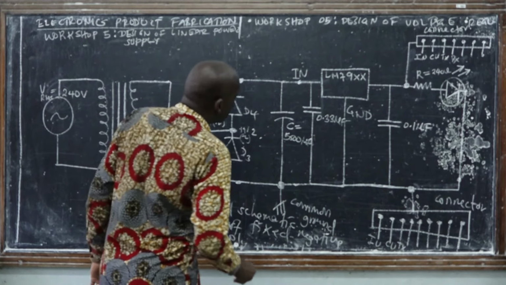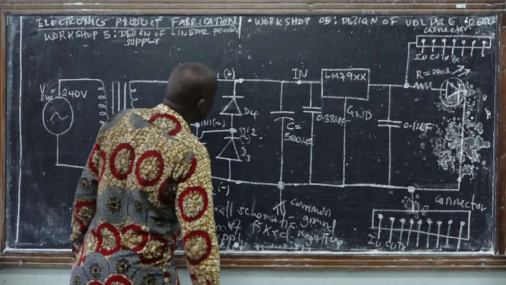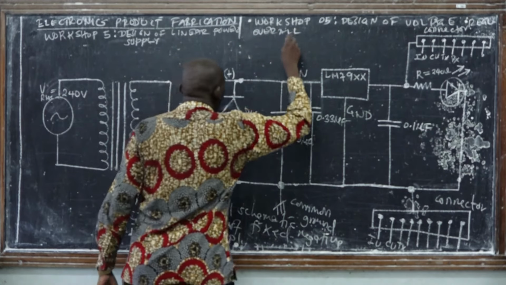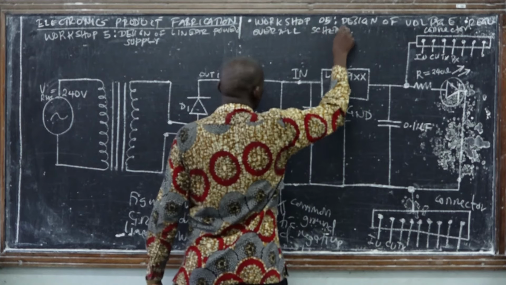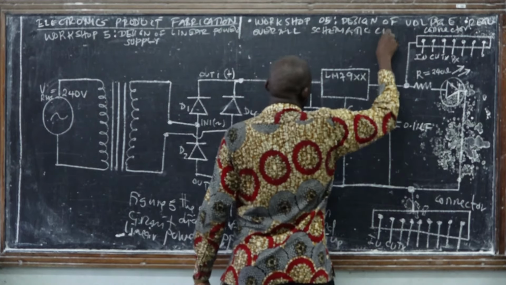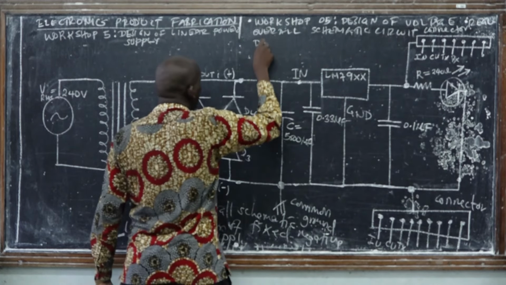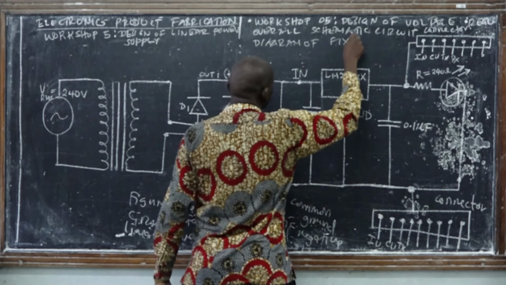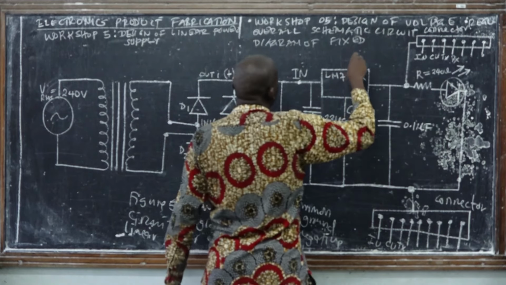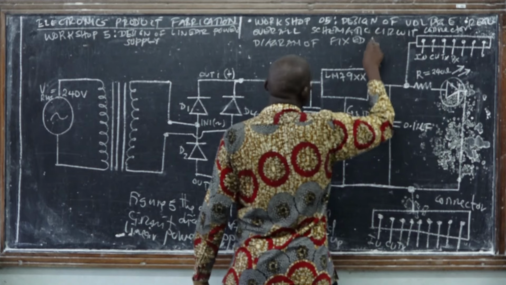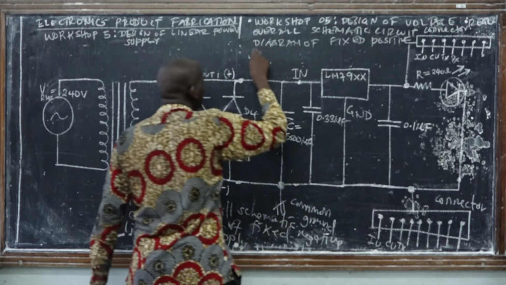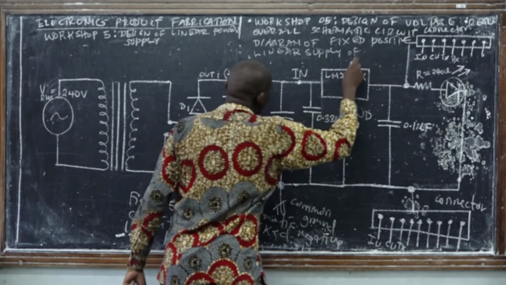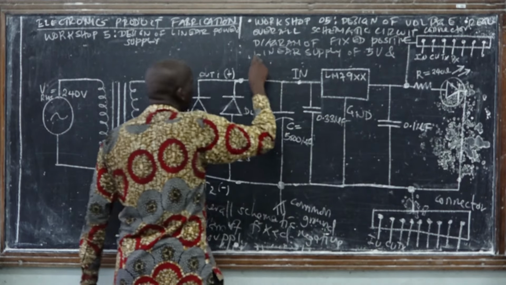Listen and look here. I'm going to modify this schematic circuit diagram, and for the title, you have to write: overall schematic circuit diagram of fixed positive linear supply of, let's say, 5 volt and 12 volt, for instance.